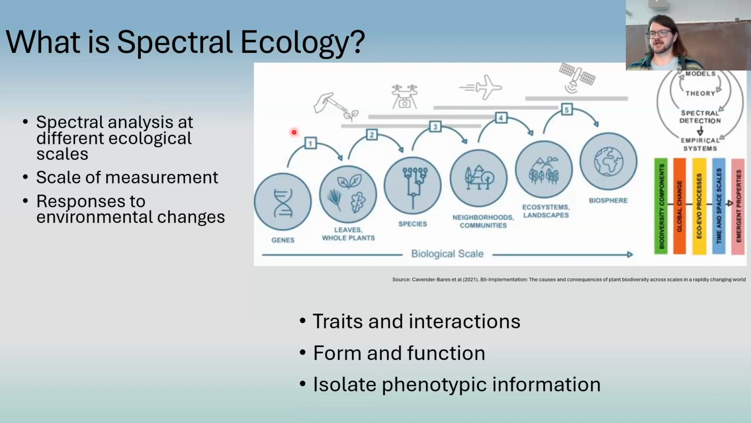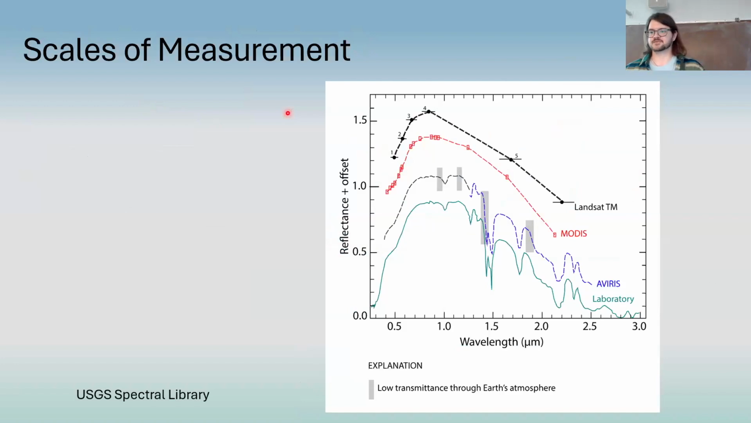I like this figure across scale. We can think of these different collection methods moving along with ecological scales of analysis. One example here from the USGS Spectral Library, and this is actually a mineral, but just to get an idea: in laboratory analysis, we can get a pretty detailed profile, but as we move upward, we end up with more general profiles that are harder to distinguish from one another.